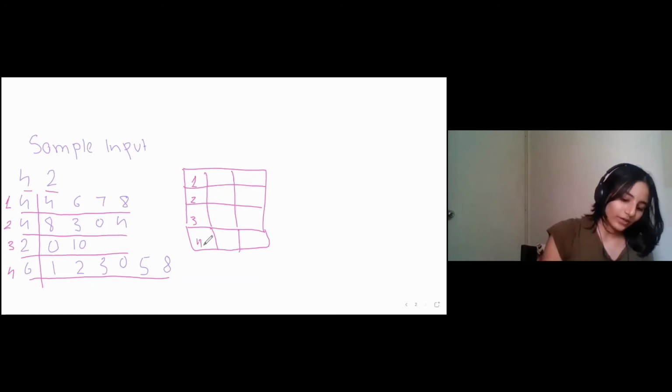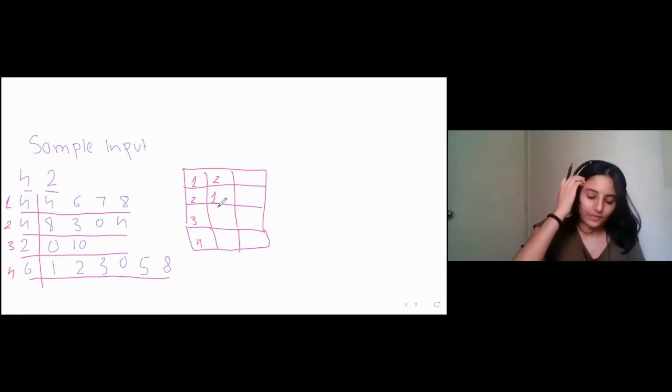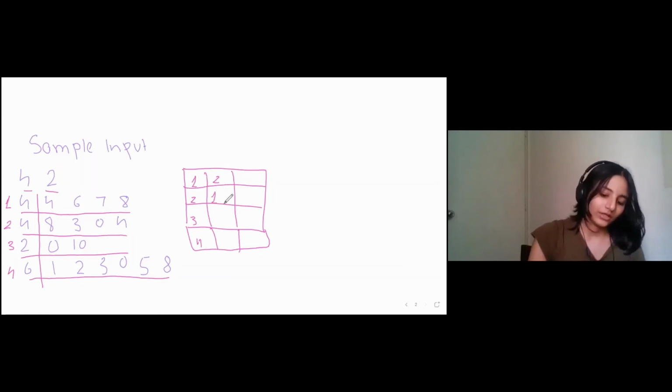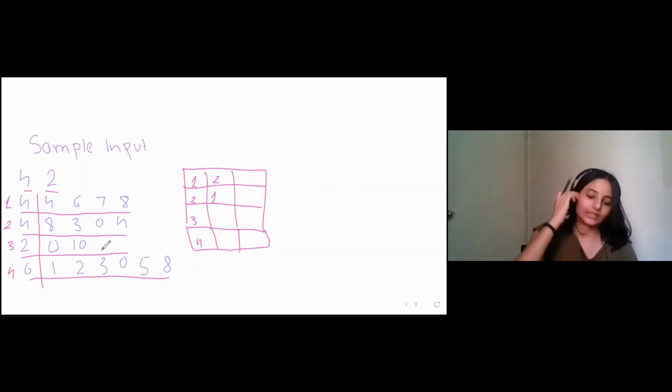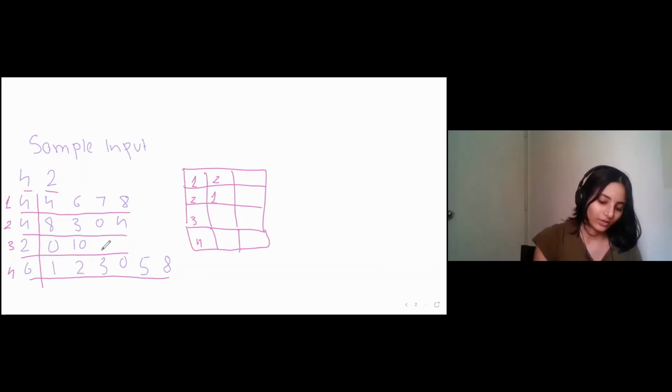Let's compare 1 and 2. We see that there are 2 common elements, 4 and 8. So we can fill 1 and 2 in the respective adjacency lists. Next, we compare 1 and 3. We find no common elements. And we compare 1 and 4, and we find only one common element, which is less than k. So we don't consider 1 and 4.